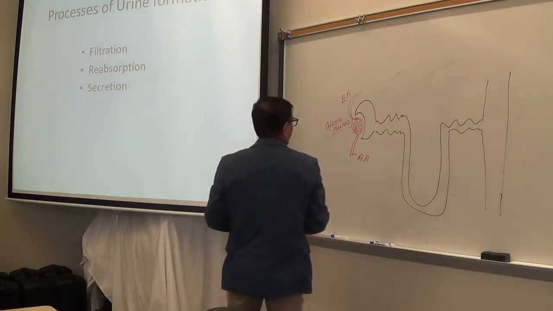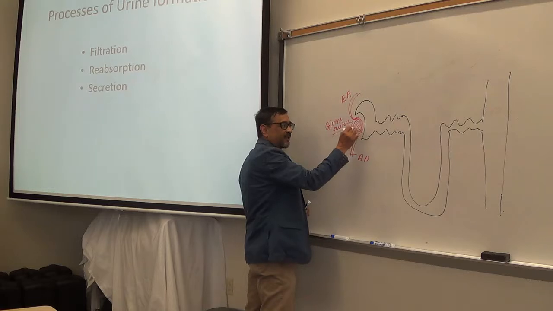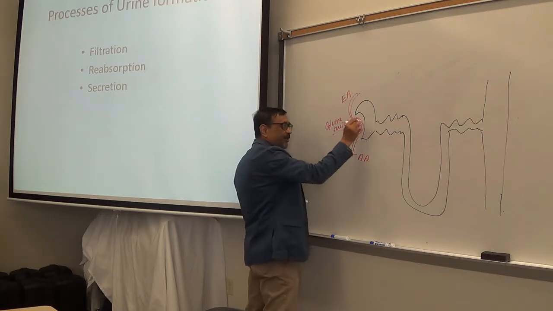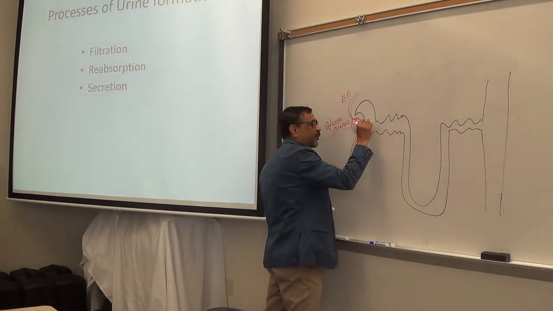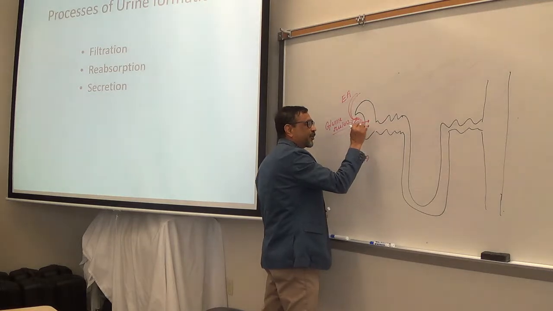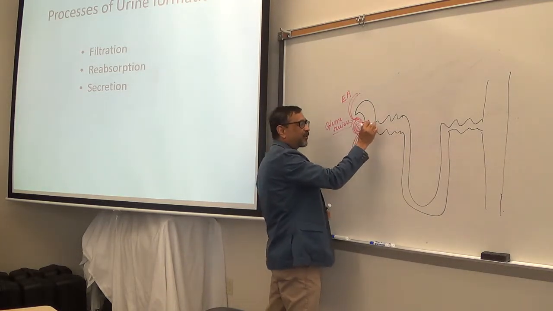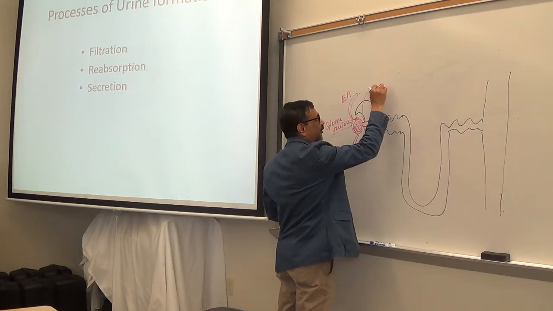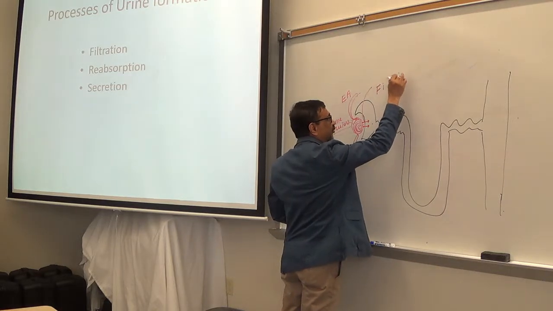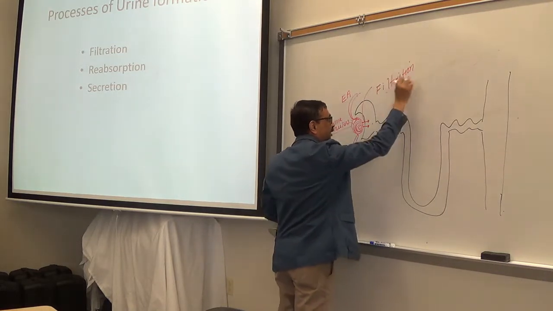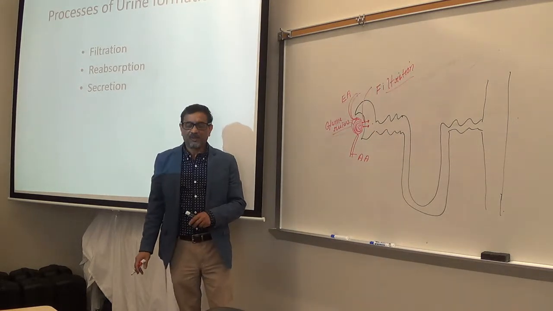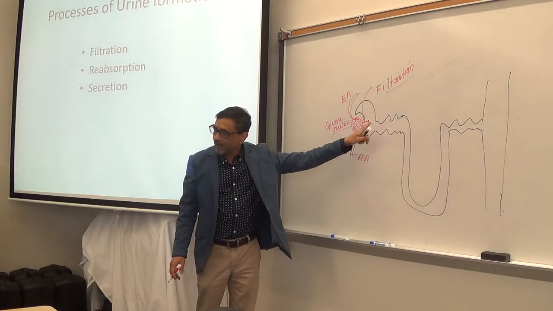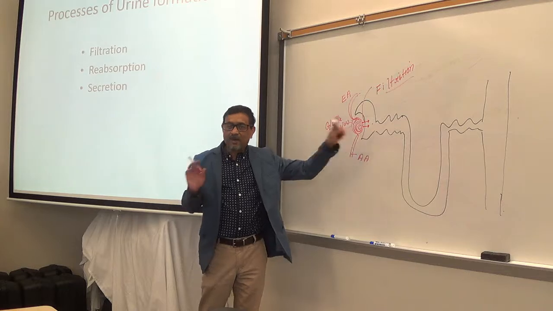Now, when the blood circulates inside this glomerulus for a long time, because it is very long, what happens? The fluid is pushed from the blood to the nephron, and that is called what? Filtration. Okay, make sense? So by filtration, fluid moves from the blood to the nephron. Is it clear?